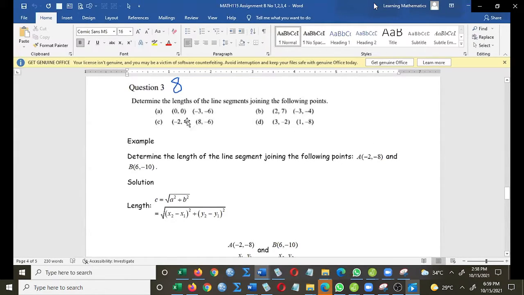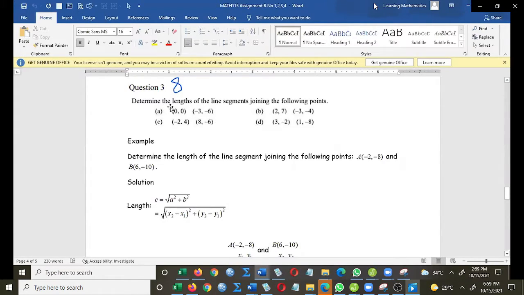Here you have 4 calculations to do, 4 lengths to find. We're just going to discuss one. Number 3 part A. What do you got for number 3 part A? Anybody? 6.7. Anybody else got 6.7? For number 3 part A.